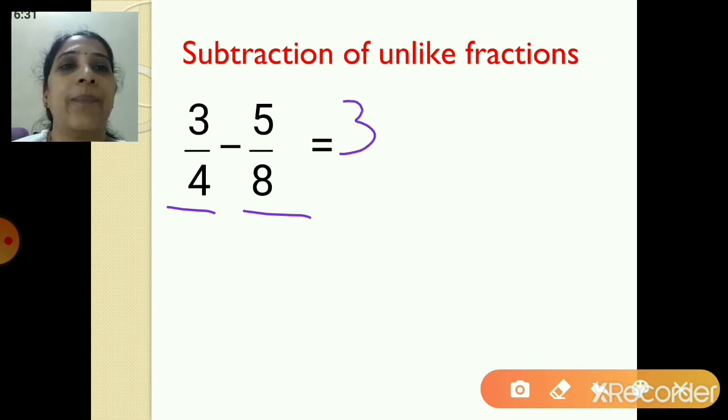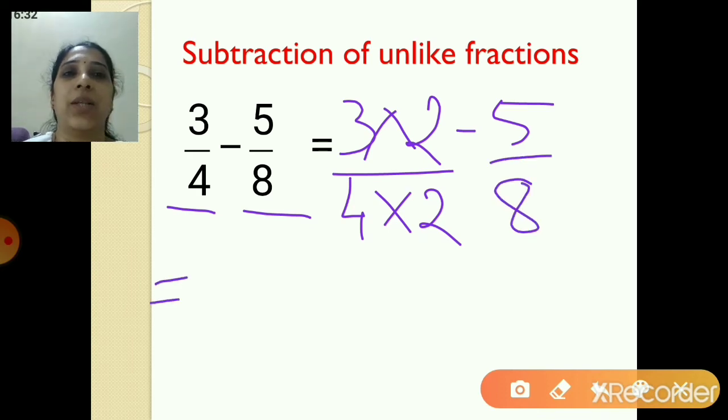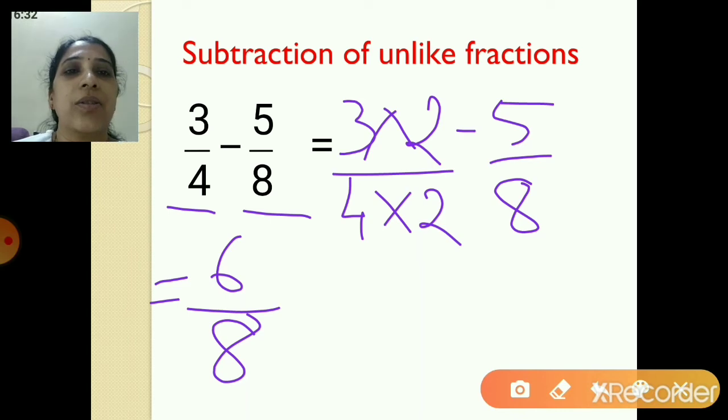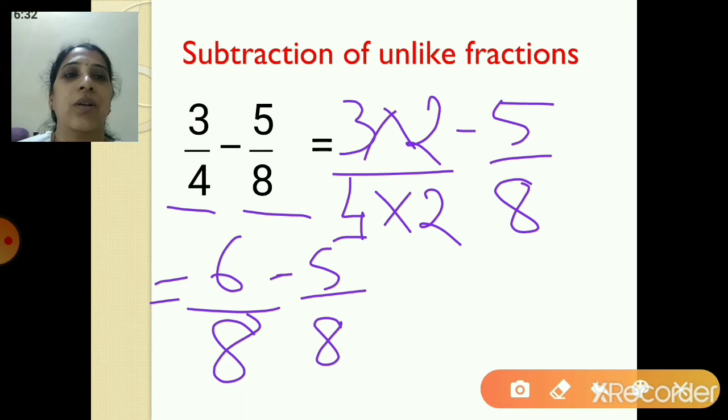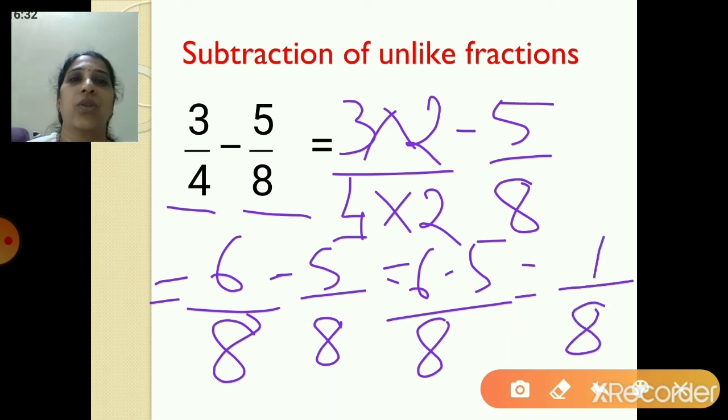So 3 into 2 upon 4 into 2, minus 5 upon 8. So what is 3 twos? 3 twos are 6. And what is 4 twos? 4 twos are 8. So 6 upon 8 minus 5 upon 8. So you will keep the denominator common as 8 and write 6 minus 5. What is 6 minus 5? It is 1 upon 8. So you got the answer as 1 upon 8.